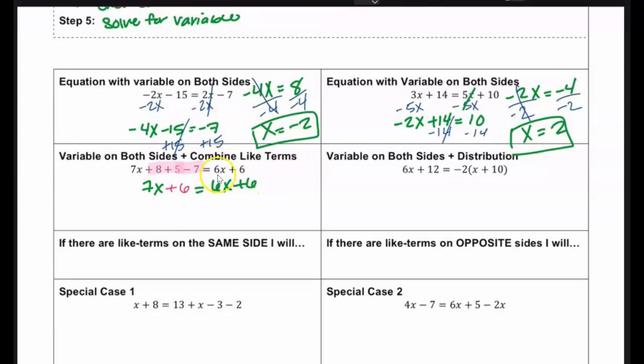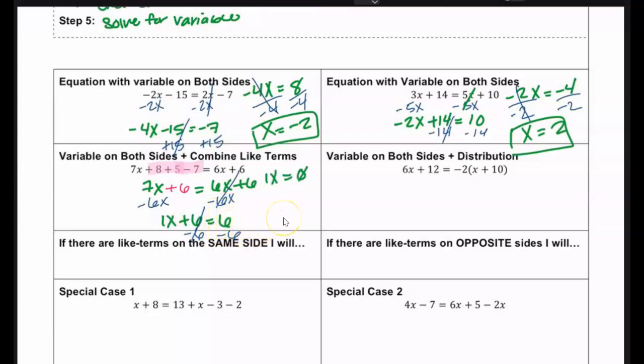Like I said, it doesn't matter if you move x's to the left or right, but for all these examples, I'm always going to move my x to the left. Which means if I want to move this guy to the left, we're going to do inverse operations. 7x minus 6x is just 1x, plus 6 equals 6. Since I claimed the left for the x's, that means that I need to kick out this constant 6 by doing inverse operations. So I'm going to subtract 6 from both sides, and that's going to leave me with 1x equals 0, because 6 minus 6 is 0.